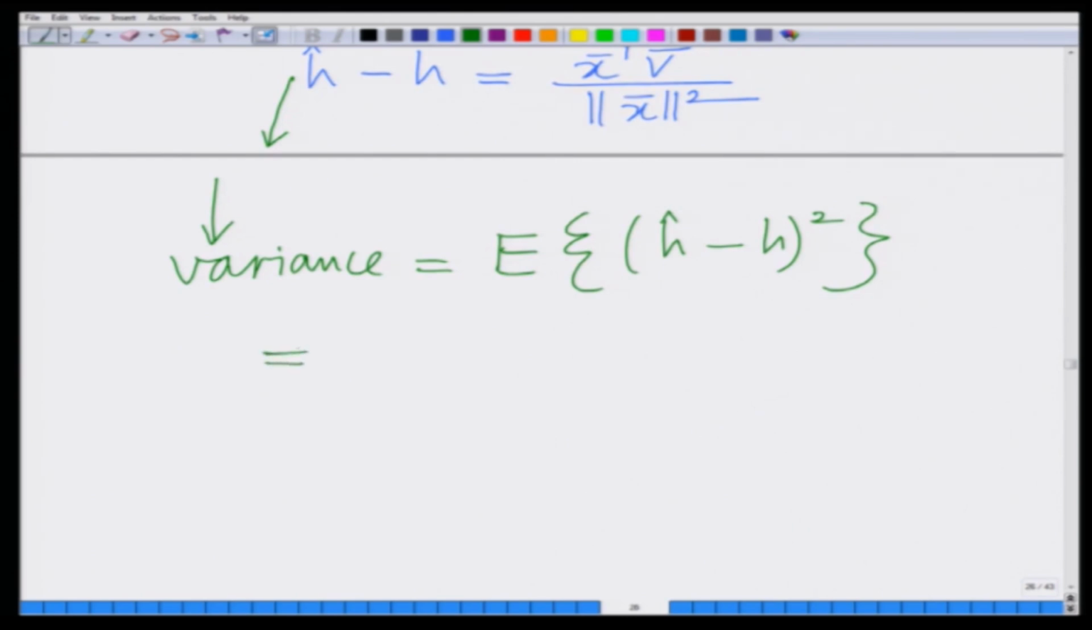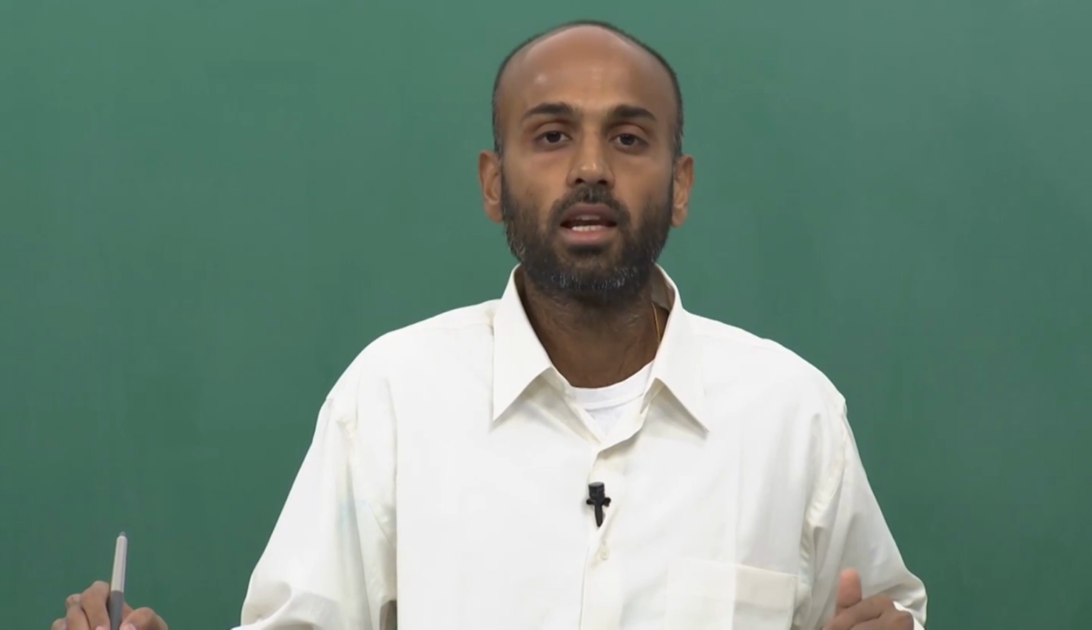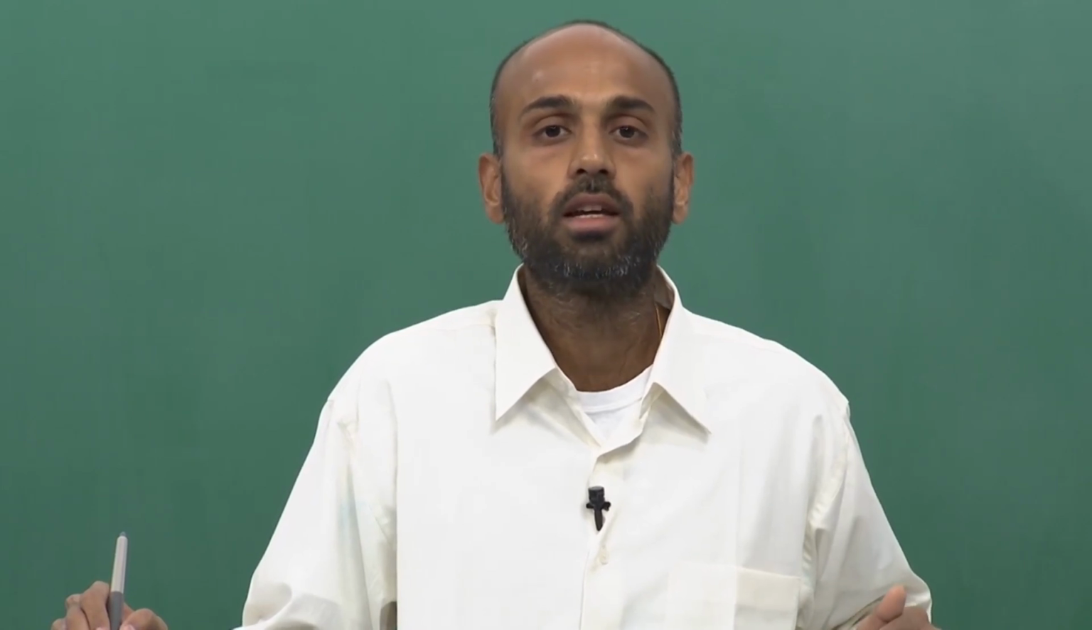Now, this is a scalar quantity, H hat minus H. So, this is equal to its transpose. So, H hat minus H square, I can write it as H hat minus H times its transpose. So, what we are saying is this quantity, the channel coefficient, is basically a scalar quantity. Scalar quantity means it is basically a number.